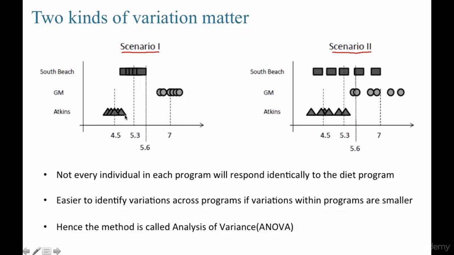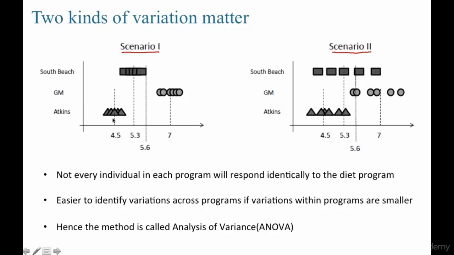Variation less is always a good scenario. I will tell you why. All right. And then you have GM diet program. The average weight loss of all these people is more or less the same. The variation is very less in comparison to scenario 2, where the variation is very large. And from the South Beach diet program perspective also, you see that the variation in scenario 1 is less in comparison to scenario 2. What does this indicate?